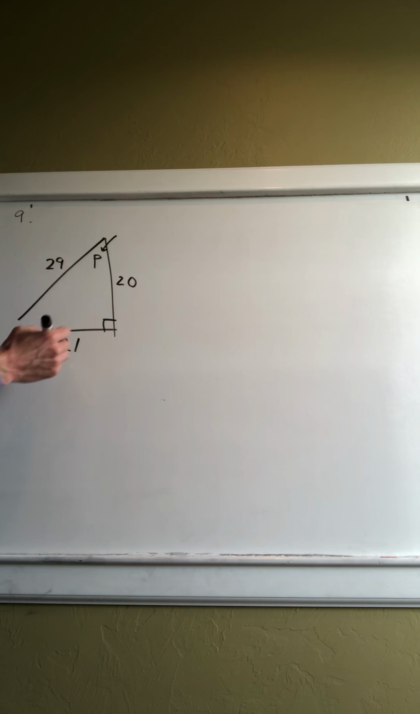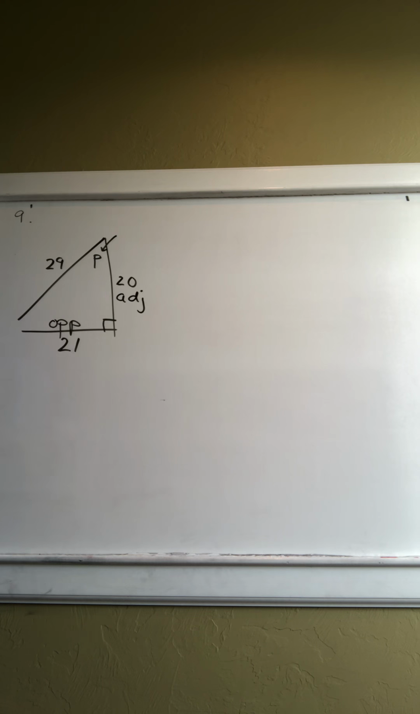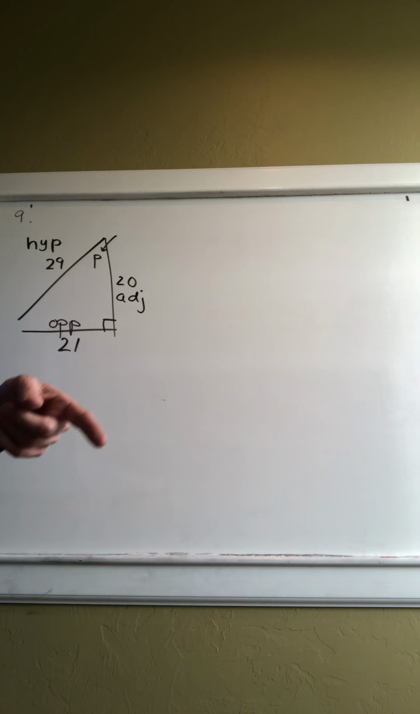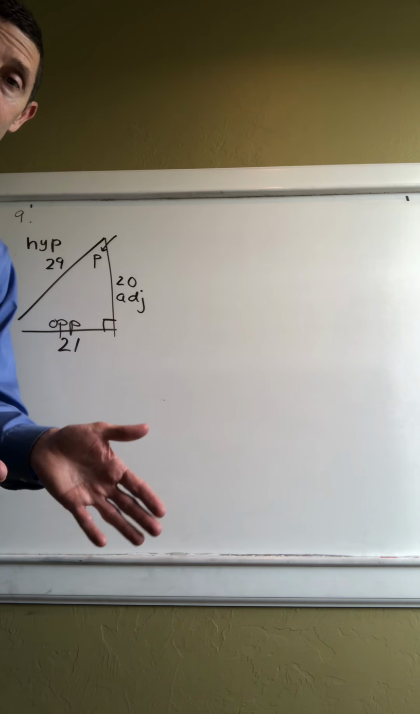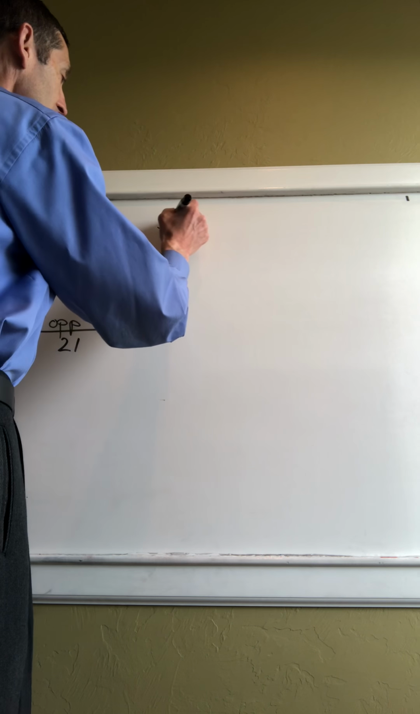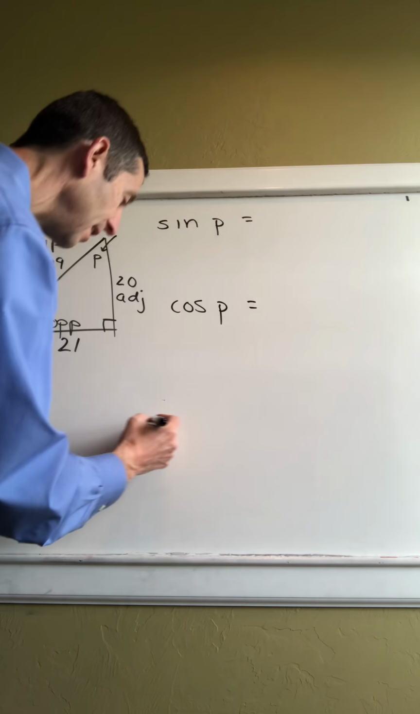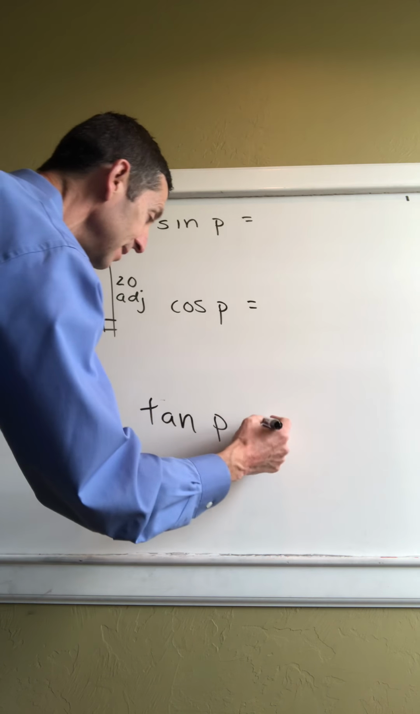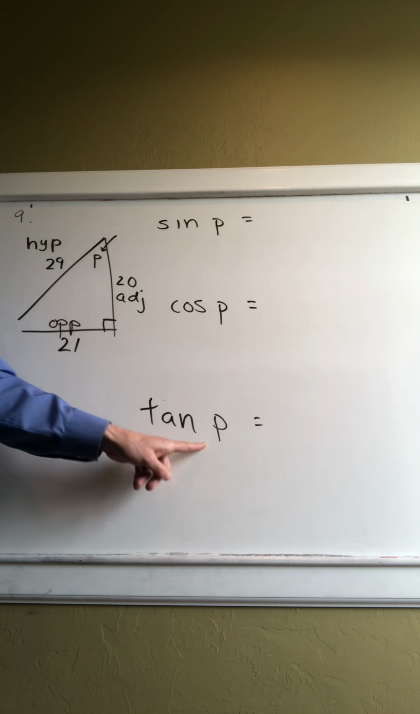So here is my angle. So based on that, this is my opposite side, this is my adjacent, and bam, right there, never changes, it's opposite the right angle, that's your hypotenuse. So I've got all three sides labeled correctly. After you label them correctly, we're going to find our three trig ratios. Sine, cosine, and tangent. And remember, it's representative of this angle. So the sine of angle P, the cosine of angle P, the tangent of angle P.